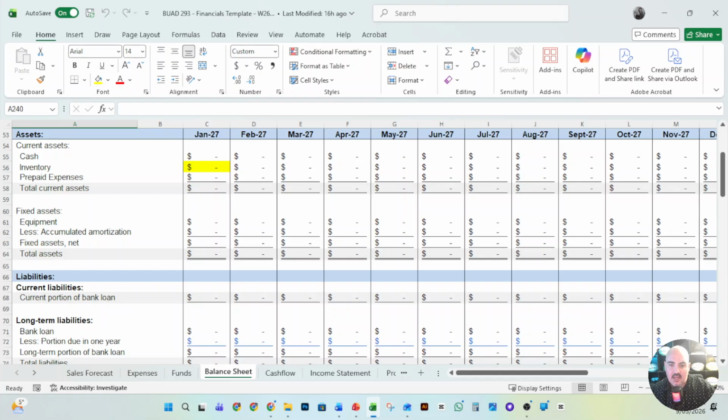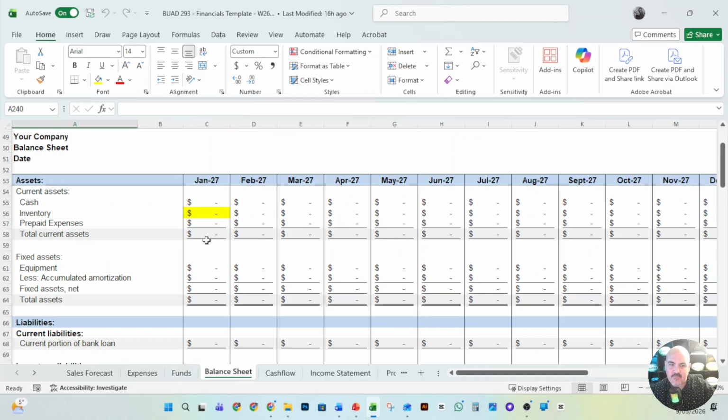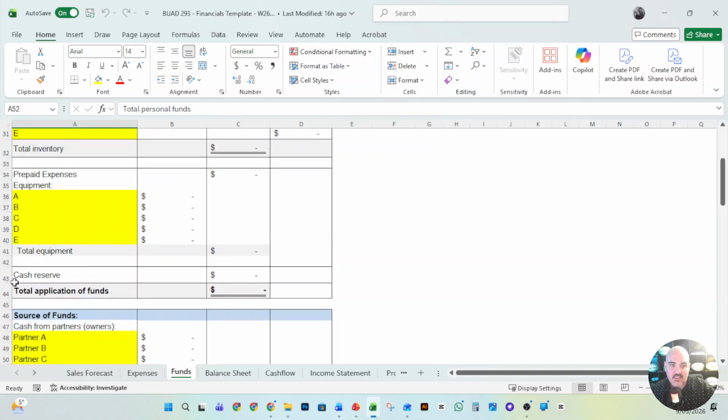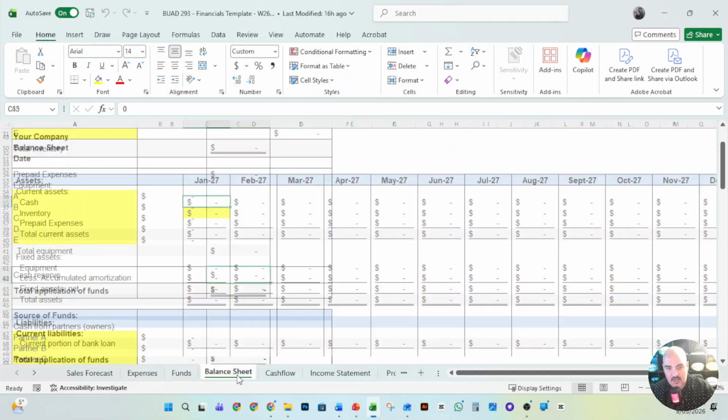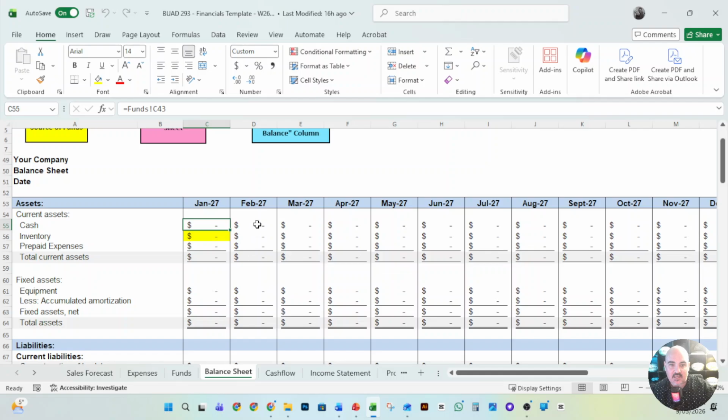Now we get into a little bit more of the difficult ones here, guys. Well, not difficult, but we can see that a lot of these have formulas with them. So this cash is going to be based on C43 from funds, which is, if we come here to C43, our cash reserve, right? So that's already been formulated into the spreadsheet. So that's going to give us something a bit different.